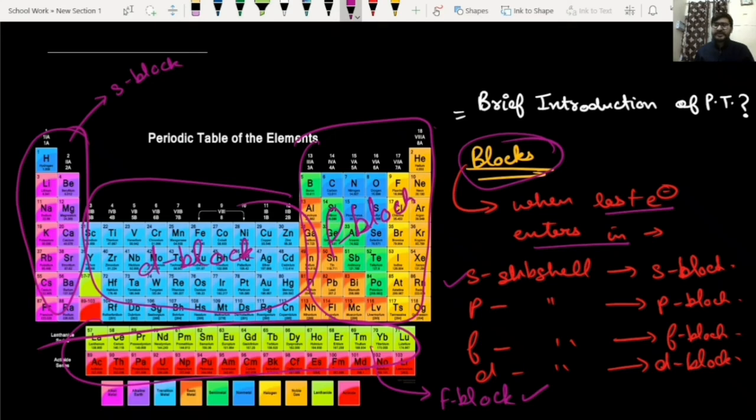For example, if the last electron enters the S subshell, it is known as S block. If it enters the P subshell, it is known as P block. If it enters the F subshell, it is known as F block. And when it enters the D subshell, it is known as D block. So students, remember this brief introduction of the periodic table, because all properties that we are going to study further are dependent on this brief study of groups, periods and blocks.